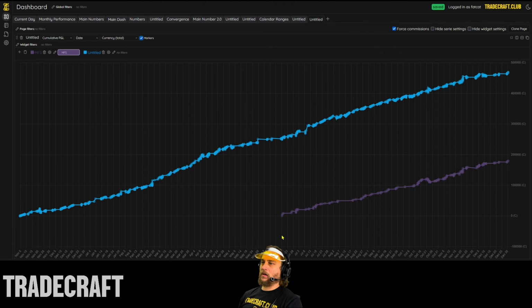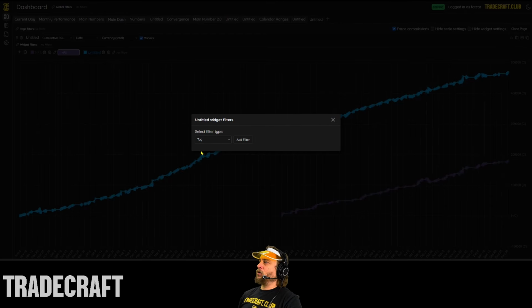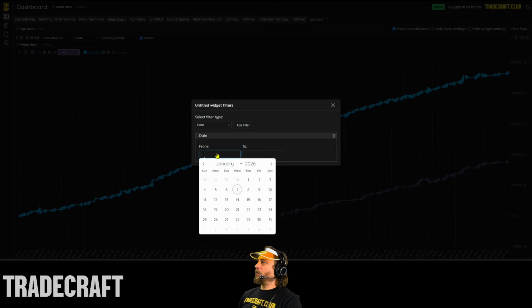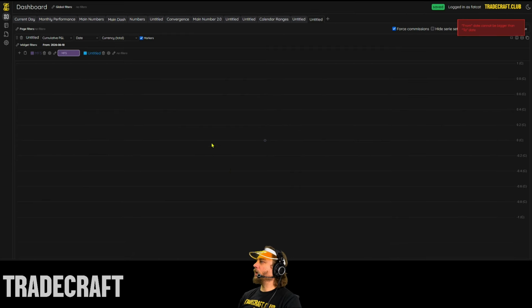Notice how I started using this tag a lot later compared to when I first started using the tagging software or the journal. So we need to go to June 18th and filter it. So I'm actually going to do it on a widget level. Filter. So date, June 18th. And then we'll go up to this point in time.